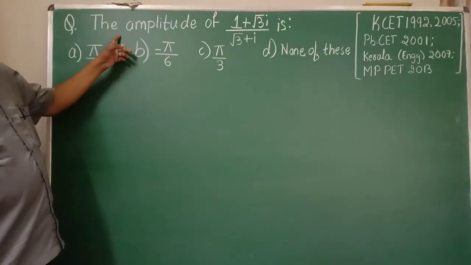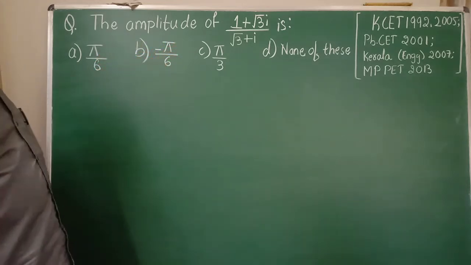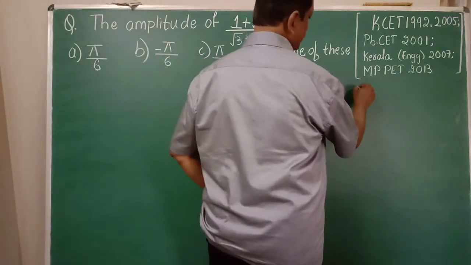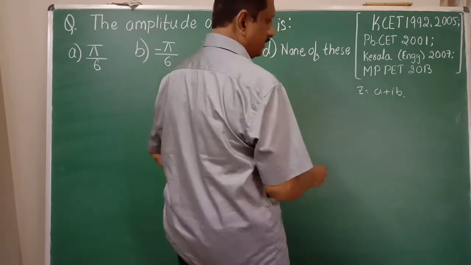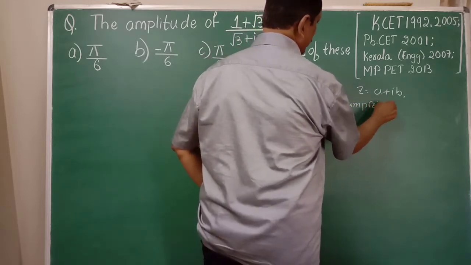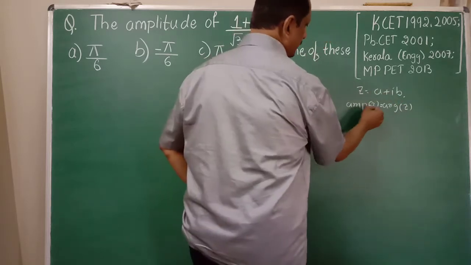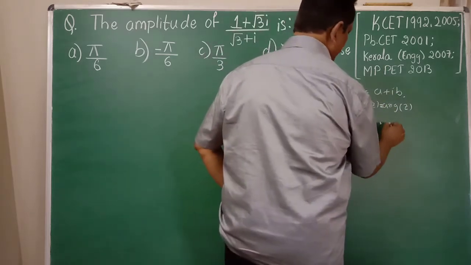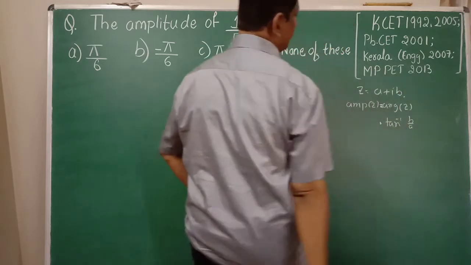The amplitude of (1 plus root 3 i) divided by (root 3 plus i) is: okay, so 4 options are there. You know that here Z is equal to A plus i B, this is the complex number. Then the amplitude of Z or argument of Z, both are the same. It is given by tan inverse of B divided by A.